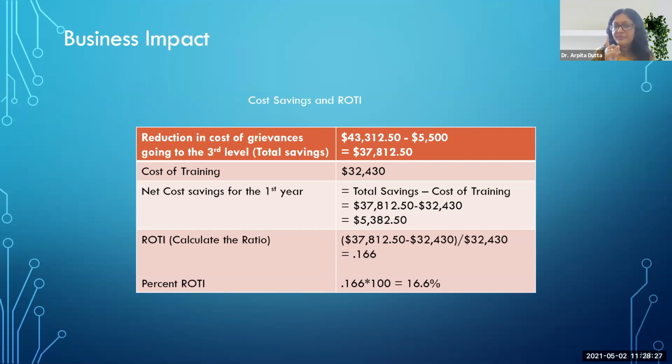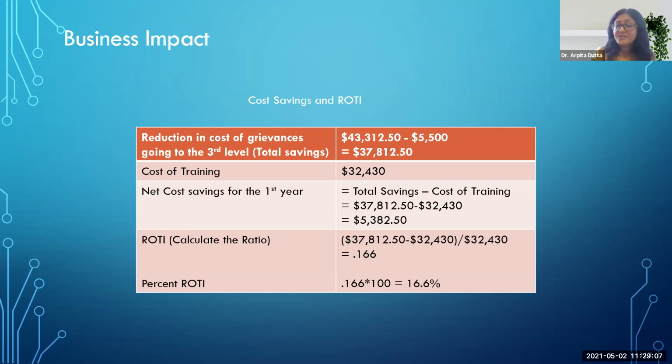Now in the problem we saw the total cost of training. It's already mentioned, 32,430. Now I made this simpler because actually the scenario was a huge, I think, half-page or one-page problem itself, wherein they did not tell what the total cost is in one line. They gave direct cost, indirect cost, opportunity cost, training room cost, everything. So I made it simpler for you. The total cost of training eventually came to 32,430. So this is the cost of training.